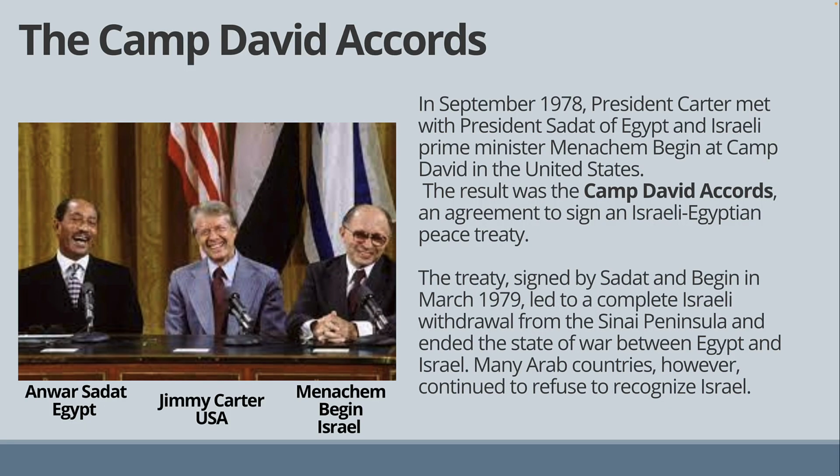To squash all of this beef, to say it that way, President Carter, who was Jimmy Carter, in the United States, met with the then president of Egypt, Anwar Sadat, and Prime Minister Menachem Begin. The result of this negotiation was called the Camp David Accords, and they came to an agreement to sign an Israeli-Egyptian peace treaty. This treaty led to a complete withdrawal of Israel's troops from the Sinai Peninsula, and to end the war between Egypt and Israel. Also, the Gaza Strip and the West Bank were supposed to be returned to the Palestinians as well. However, many of those Arab countries still refused to recognize Israel as a full independent country.